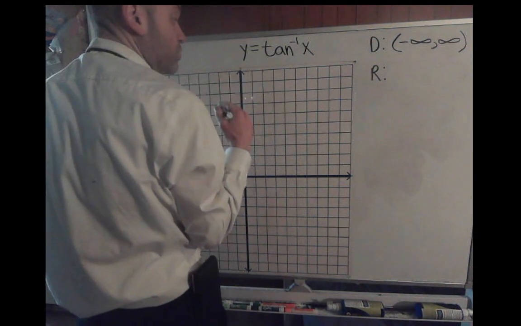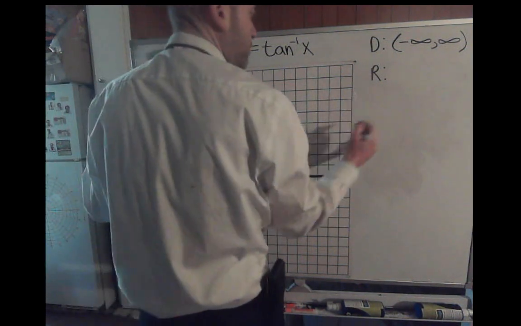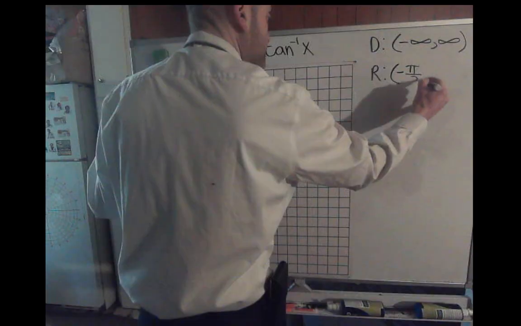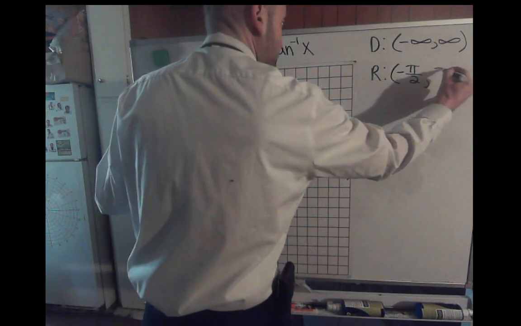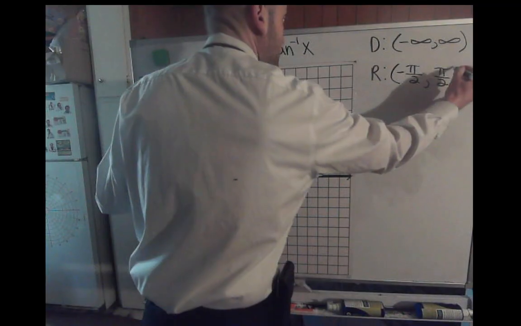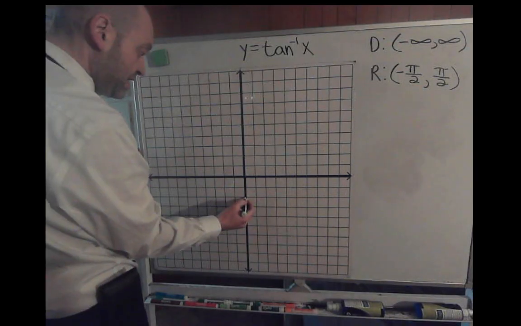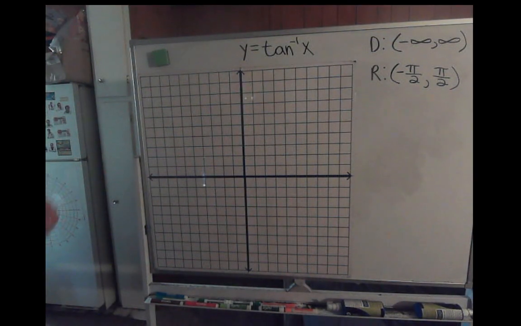Now what about your range? Your range is from -pi/2 non-inclusive to pi/2 non-inclusive. So here's going to be pi/2, there's -pi/2. So those are going to act as horizontal asymptotes.